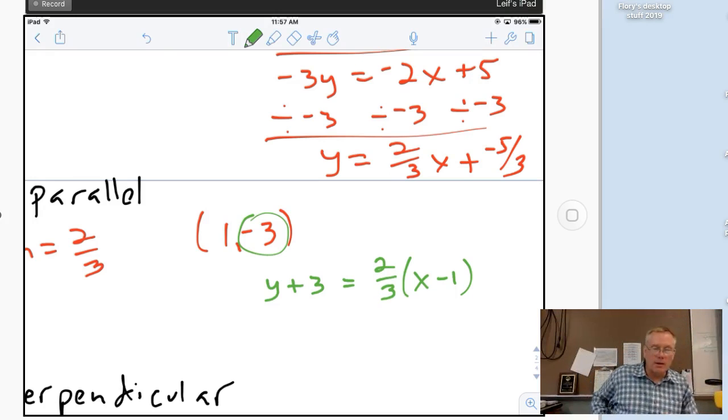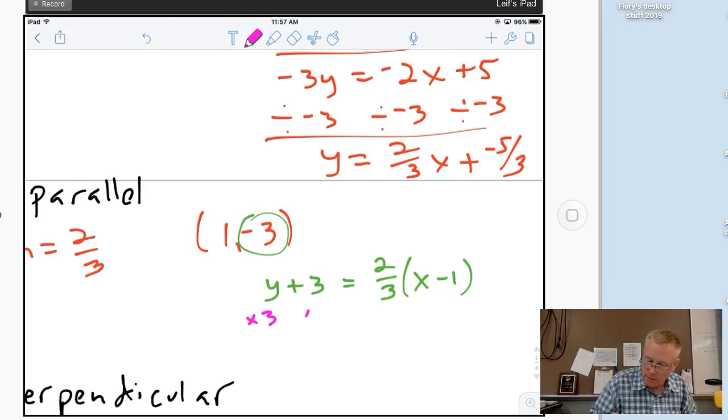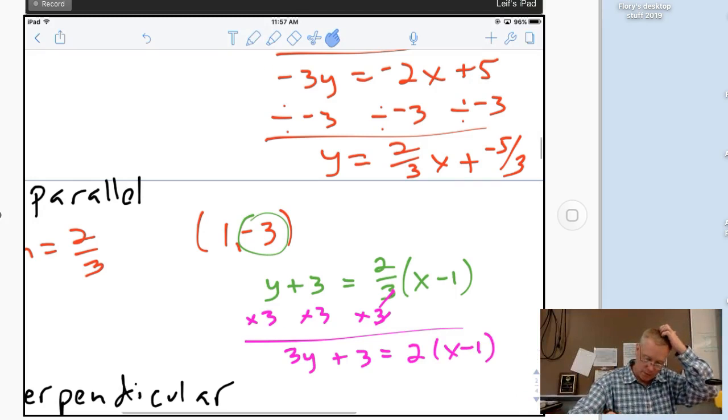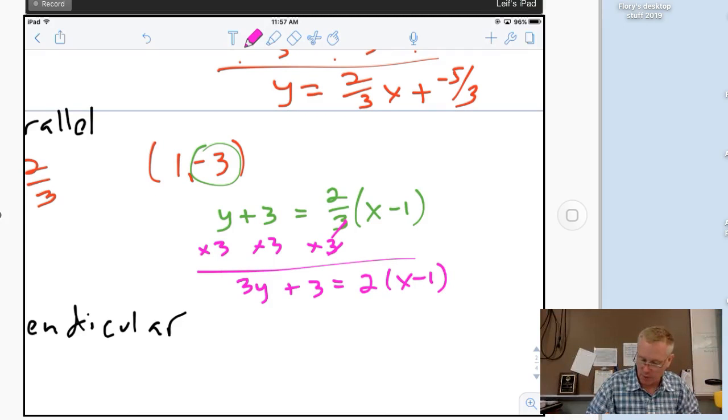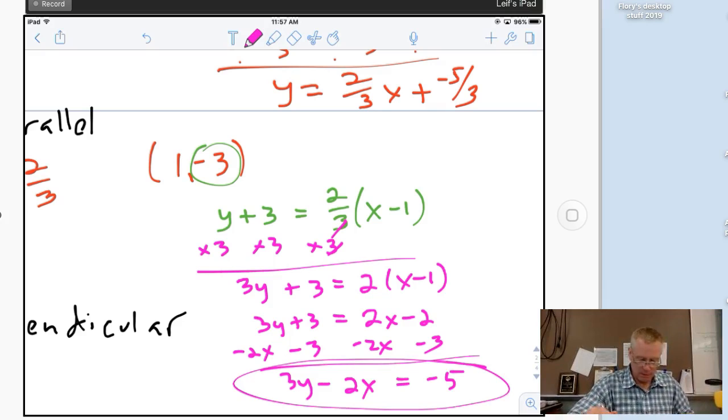Okay. Now, once again, I'd like to get rid of that denominator, so I'm going to multiply everything by 3. And then those cancel. And I got 3y plus 3 equals 2 times x minus 1. Bring everything to one side. Do distributive property. That's 2x minus 2. 3y plus 3. Subtract 2x from both sides and subtract 3. So I got 3y minus 2x equals negative 5. And that is my answer.